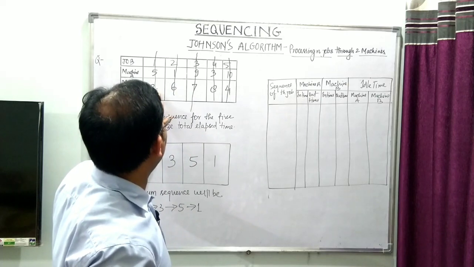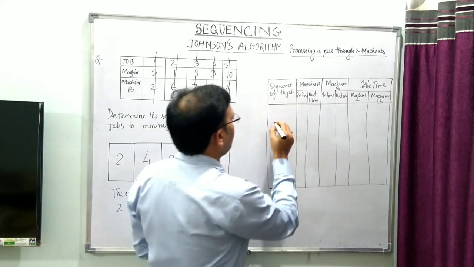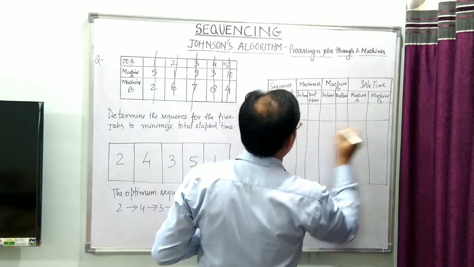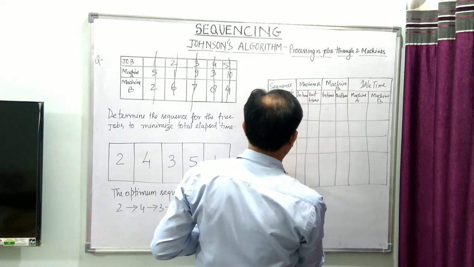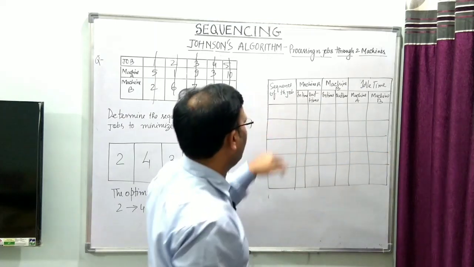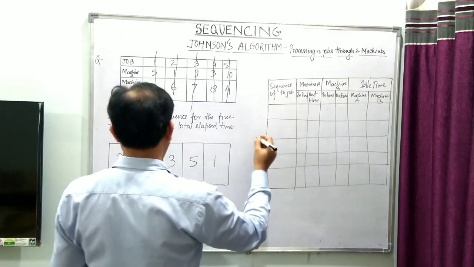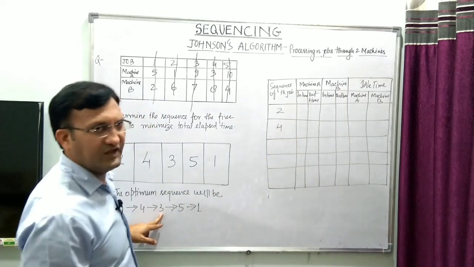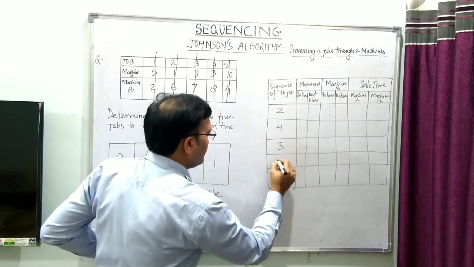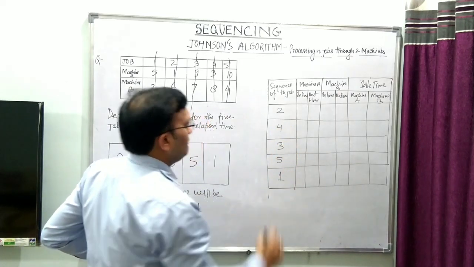So this table we have to make. So we have got how many? 1, 2, 3, 4 and 5 jobs. So 5 rows we are going to draw. 1, 2, 3, 4 and 5. 5 rows we have drawn. Now we are going to write the sequence of the job. So it is 2, then 4, then 3, then 5 and then 1.